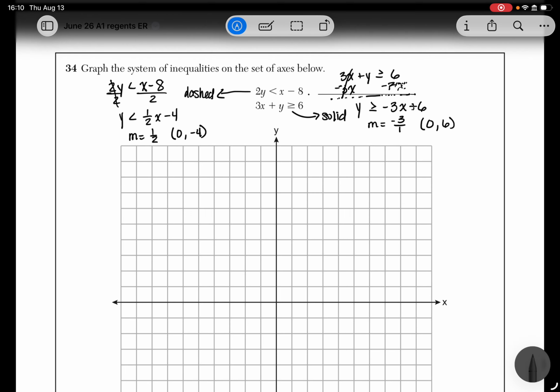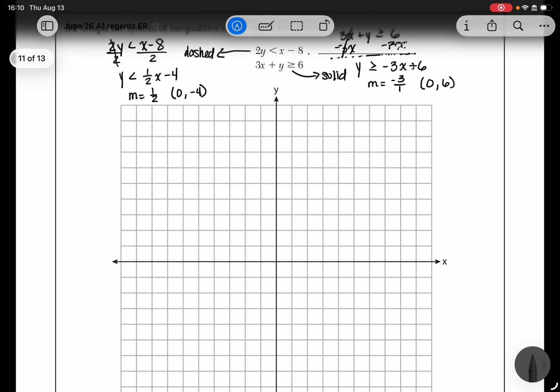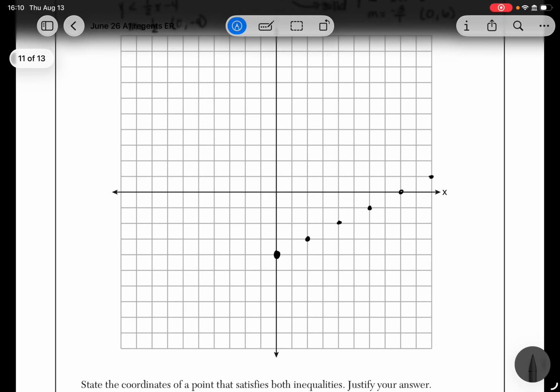So we're going to start at (0, -4), which is our y-intercept. And then we're going to go up 1 and then to the right 2, since it's a positive slope. And you're just going to keep doing that until you run out of space. Since I still have space on the bottom, instead of going up 1 to the right 2, I'm going to go down 1 to the left 2 to fill up the extra space over there.